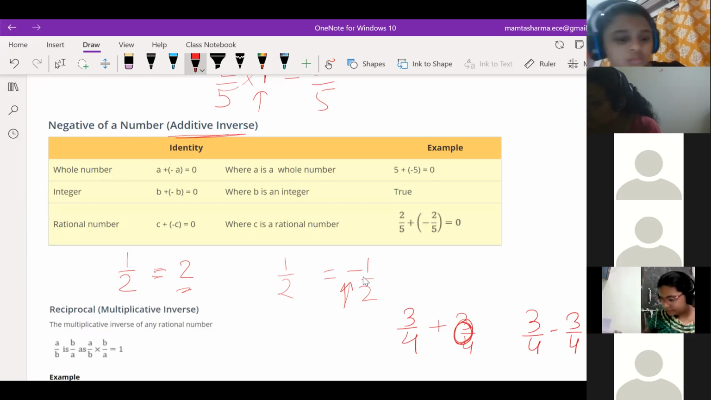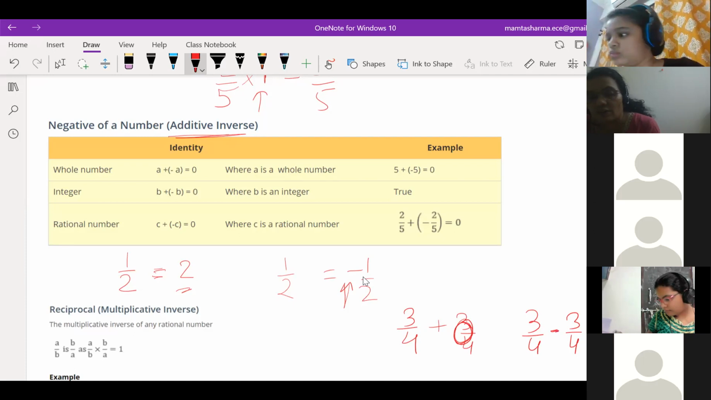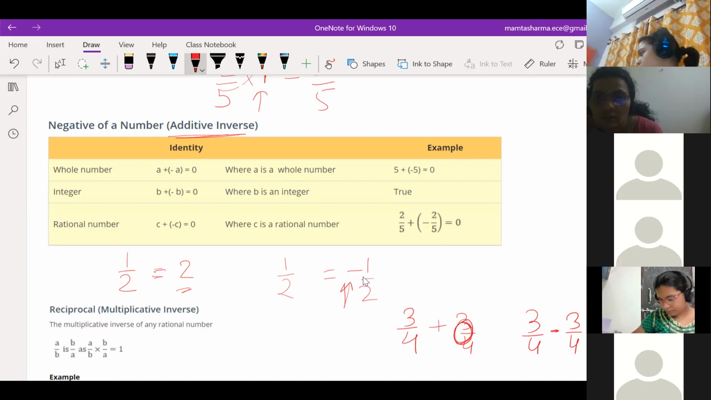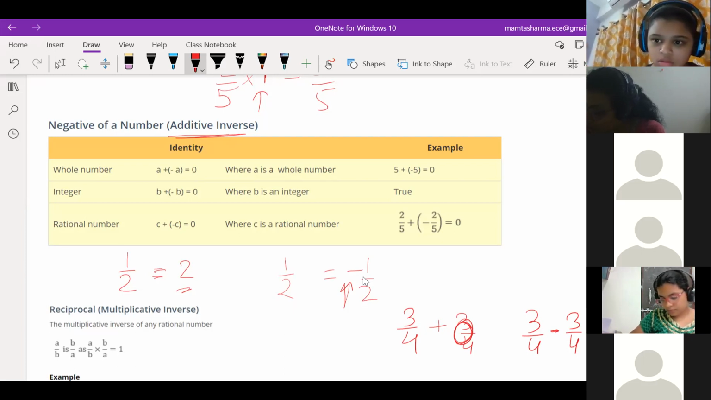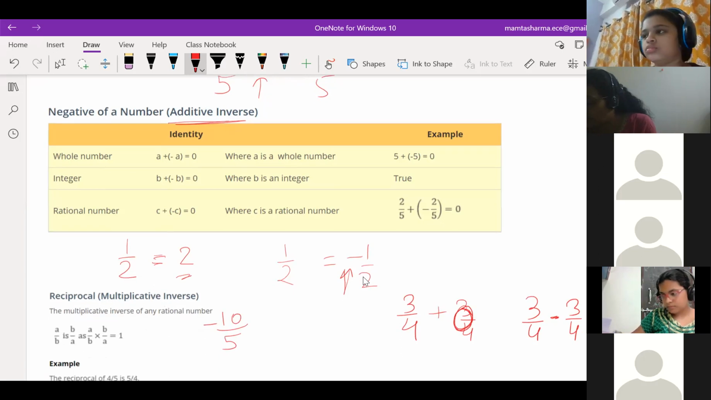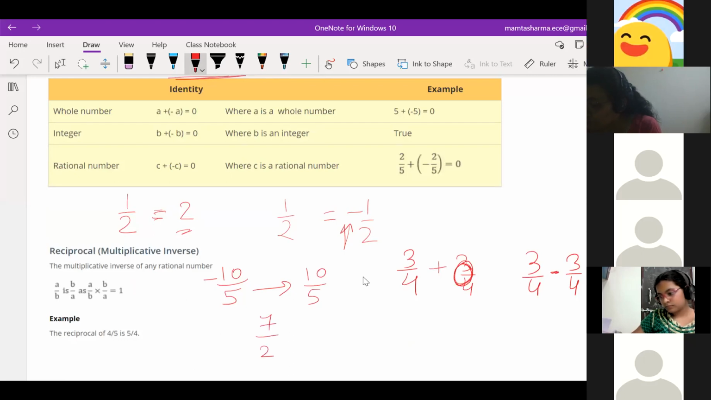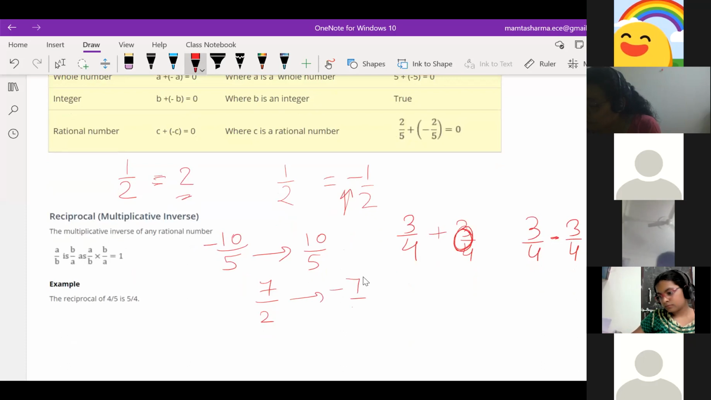So additive inverse means the negative of that number, which we add to the original number, and the result will be 0. That will be the additive identity. What will be the additive inverse of minus 10/5? It would be plus 10/5. Add with the additive inverse of 7/2. Minus 7/2.